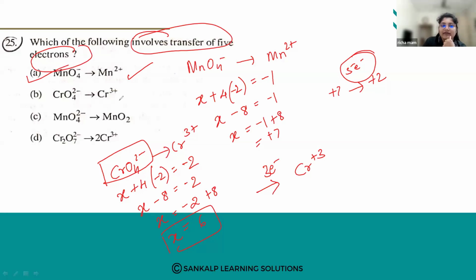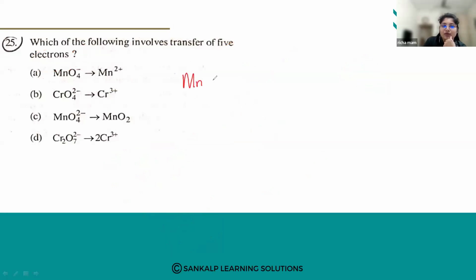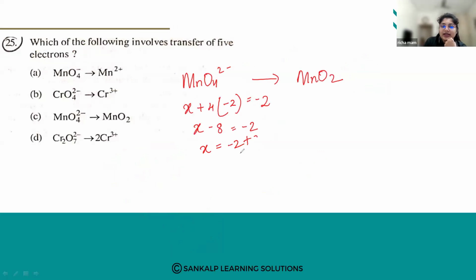If you want, again I will show you for MnO4 2 minus. How many electrons are involved in this? Again, Mn is x plus 4 oxygens, each oxygen is minus 2, and the whole charge is minus 2. So x minus 8 equals minus 2, so x equals minus 2 plus 8, which is plus 6. So Mn is plus 6. Then here, Mn we don't know, plus 2 oxygen atoms, and this equals 0.